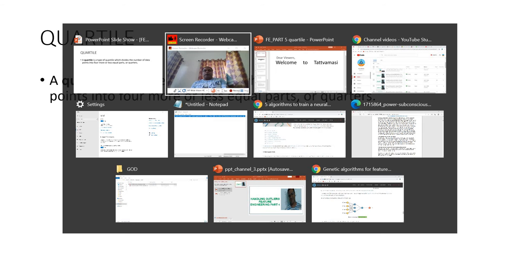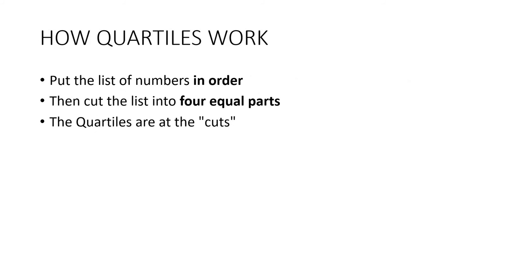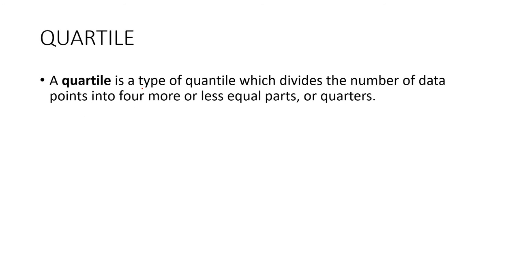So what is meant by quartile? See, a quartile is a type of quantile. It also divides the data points. Quartile is a type of quantile which divides the number of data into 4, that is very important, into 4 more or less equal parts. When it is divided into 4 equal parts, we call them quarters. So that is known as quartile.